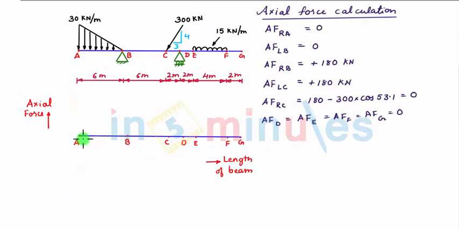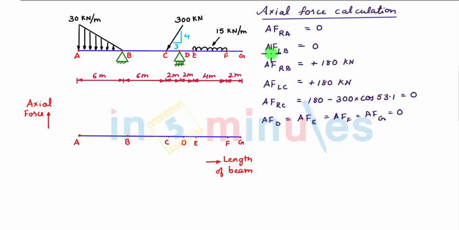So we represent the zero line of the axial force diagram, which is nothing but the beam. On the y-axis we plot the axial force and along the x-axis we have the length of the beam. We plot positive axial force above this horizontal line and negative axial force below the horizontal line. Now the axial force towards the right of A is 0. So we plot 0 axial force at point A.